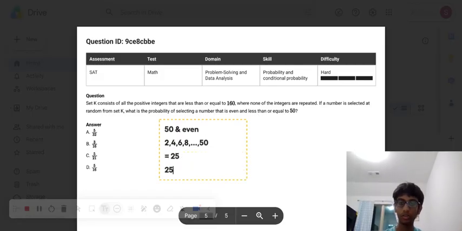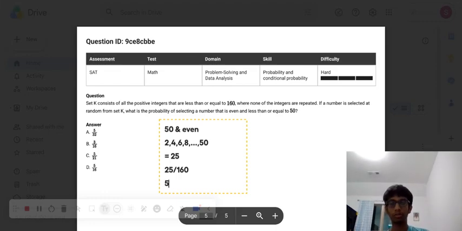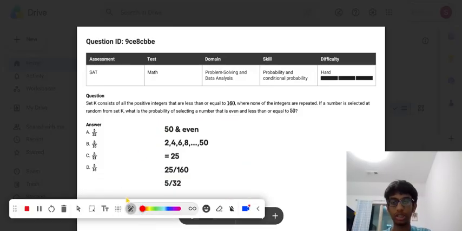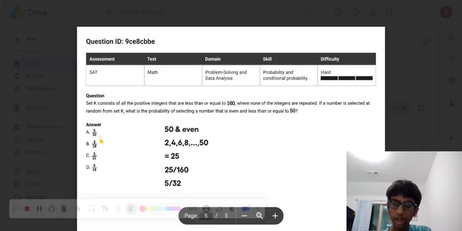So what we'll have is 25 over set k, which is all the positive integers that are less than or equal to 160. So that's going to be 160 integers. So it'll be 25 over 160. And then we need to simplify this by dividing both sides by 5. And we get this to be equal to, I believe, 5/32. And that's answer choice A. And that's how you solve this problem.